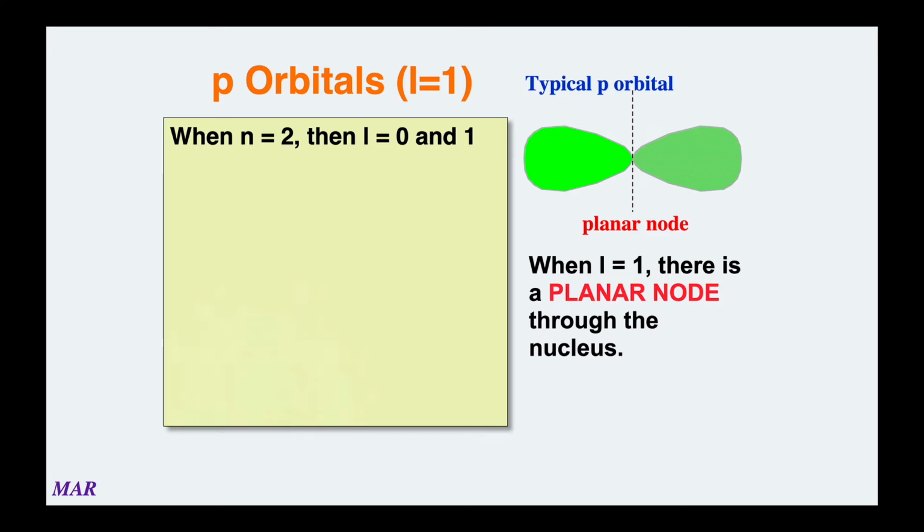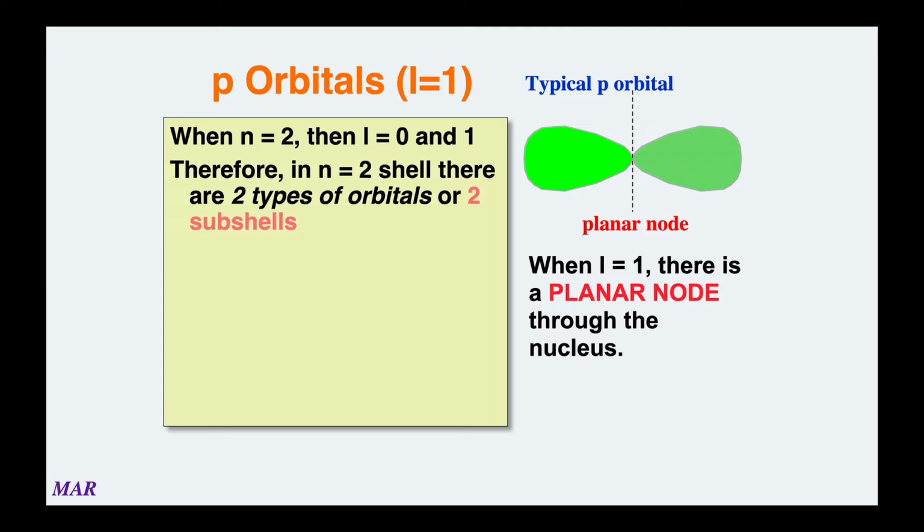Now let's break that down into some language. The n equals 2 shell has two subshells, the L equals 0 subshell and the L equals 1 subshell. The n equals 2 street has two houses on it, an L equals 0 house and an L equals 1 house. This is kind of how this stuff all begins to play around. Now, we've actually already seen the L equals 0 part. We'll talk about that. But there are two types of subshells, two types of orbitals, and each subshell has its own type of orbital.